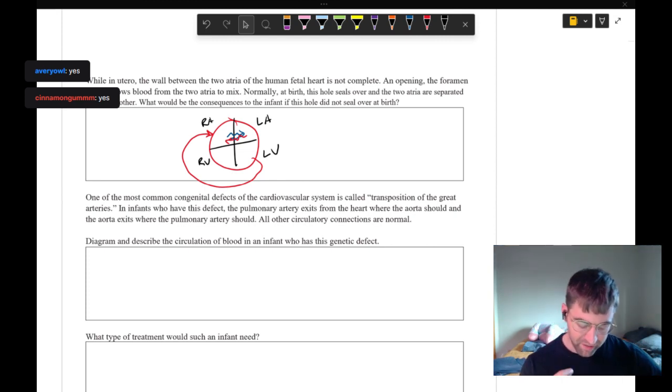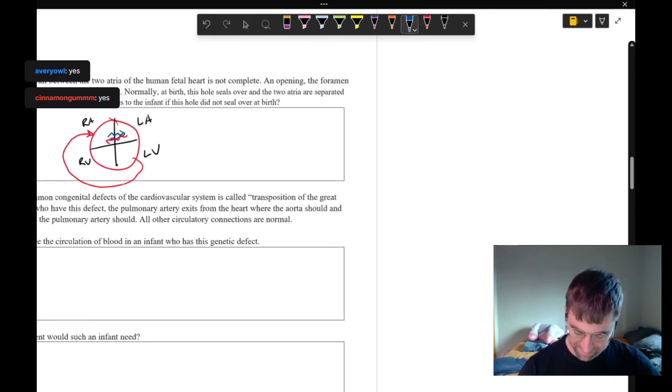One of the most common congenital defects of the cardiovascular system is called transposition of the great arteries. In infants who have this defect, the pulmonary artery exits from the heart where the aorta should, and the aorta exits where the pulmonary artery should. All other circulatory connections are normal.